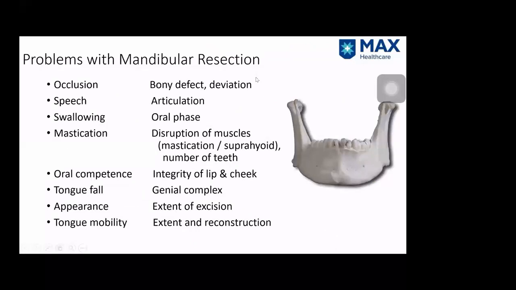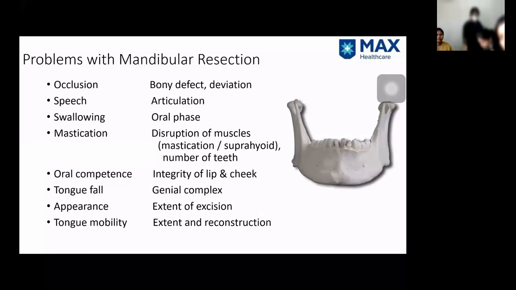Now, what happens when we talk about mandibular resections? Why we need to be aware of various classifications and why we should be conserving the mandible. As you can make out, occlusion will definitely be affected, so that is important because the patient will not be able to chew. The other thing will be speech. Because of inability to articulate properly, the patient's speech will be affected. The oral phase of swallowing will be impacted.